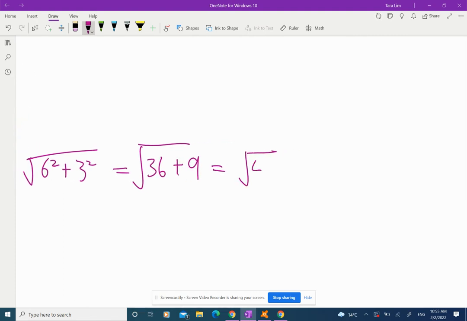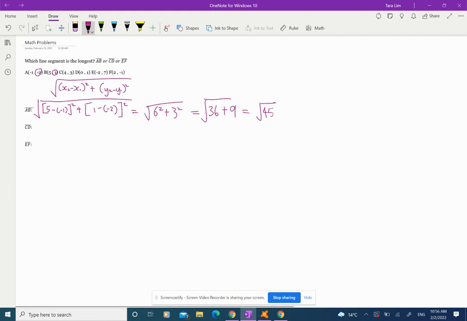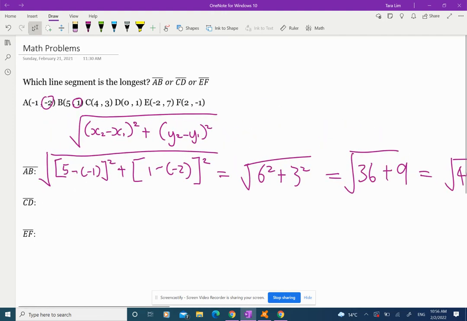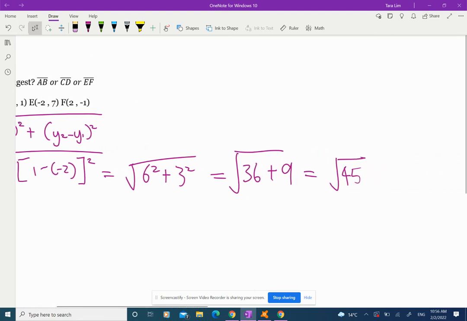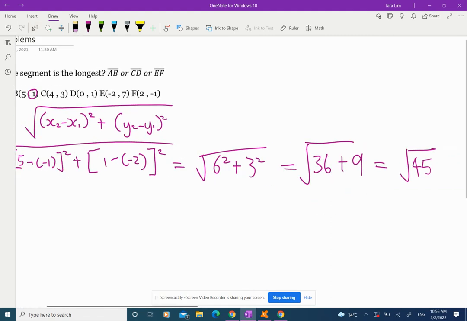square root 45. Now, as you can see, we can't really, there's no number. We can't square root 45. If we square root it, it would be a decimal and we would have to use a calculator. But remember, we're just trying to find which line segment is the longest. So we can just leave it as a square root.